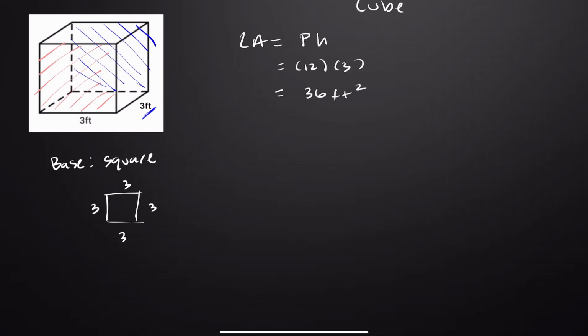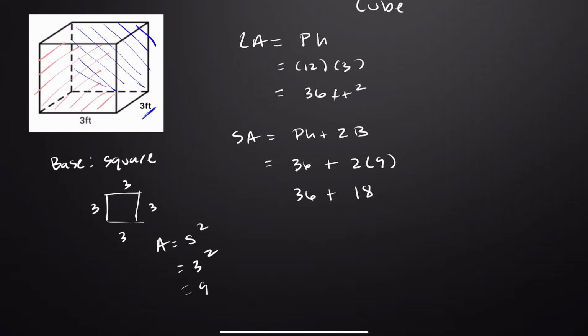square feet. The surface area includes the two bases. So it's 36 plus the area, which is equal to side squared, or you can say base times height, it doesn't matter. And that's going to be 9. The area of the base is 9. So 2 times 9 goes here. And then we have 36 plus 18. And that's going to be 54. So 54 square feet.